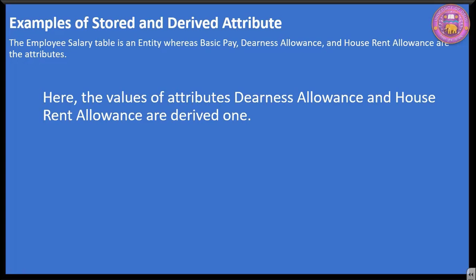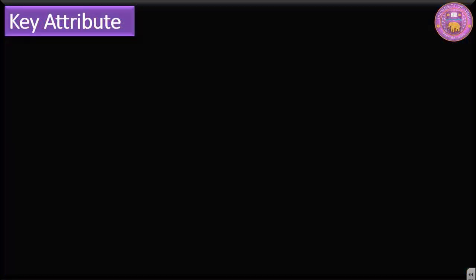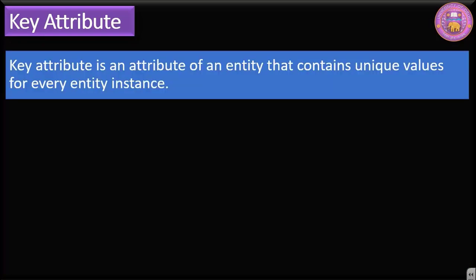Here the values of the attributes dearness allowance and HRA, house rent allowance, are derived. Therefore, dearness allowance and house rent allowance in the employee salary table are termed as derived attributes. Now what is a key attribute?